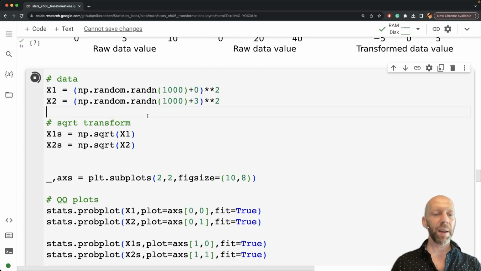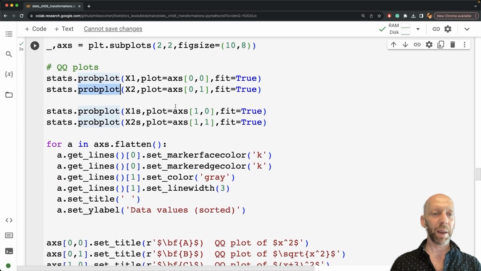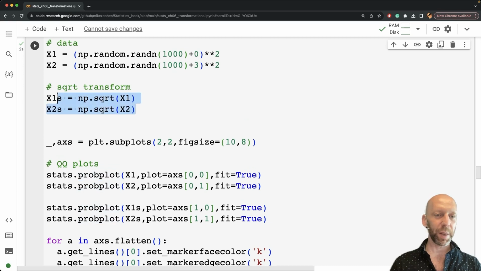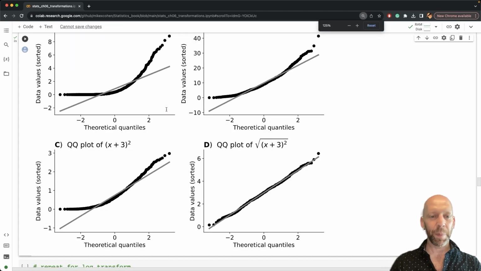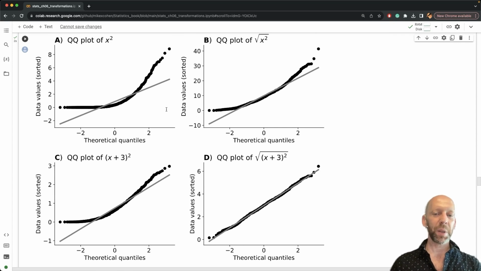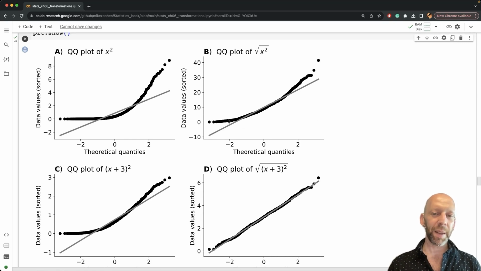Okay, so now we have these two data sets, x squared and x plus 3, quantity squared. Now we're going to make a bunch of QQ plots of these different data, with and without the transform. Let me shrink this a little bit. This is the figure that I showed in the book text. Basically the idea is that the square root transform works kind of well. You can see this is certainly closer. It's more normally distributed than this is, so it helps a little bit. But this is really beautiful. This looks like an amazing normal distribution here.